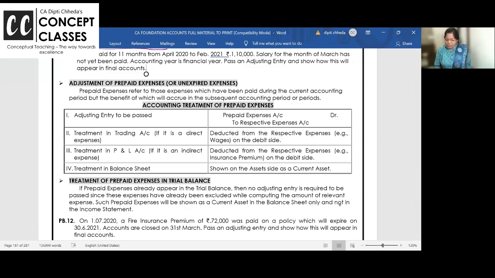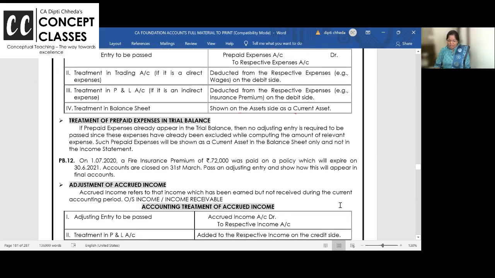Prepaid expenses refer to those expenses which have been paid during the current accounting period, but the benefit of which will accrue in the subsequent period. I hope you are getting it. You have paid now, so what will be the journal entry? Now you paid extra 14 months. So expense credit, prepaid debit, and prepaid expense is an asset. It will come in current assets, and subtract it from the respective expense in Trading or P&L, wherever it is.